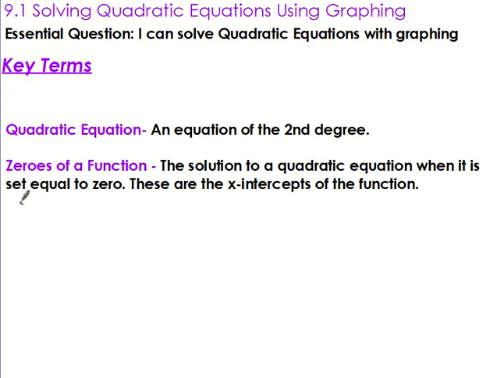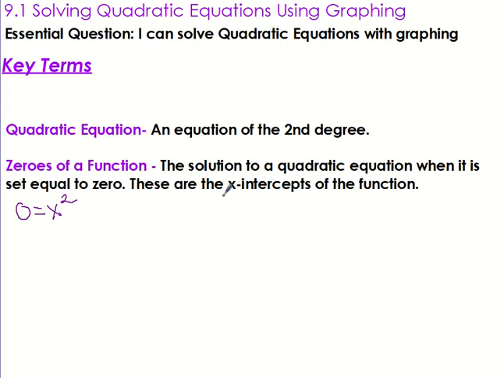sorry, my pen wasn't working, is when we do 0 equals x squared. So we set our equation to 0 and then we solve. And so that's what we mean when we say set it equal to 0. These will be our x-intercepts of the function.